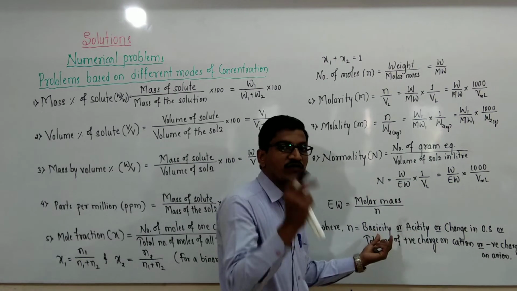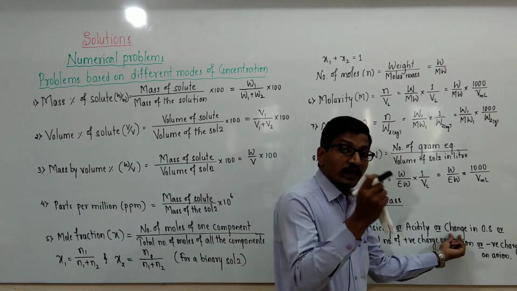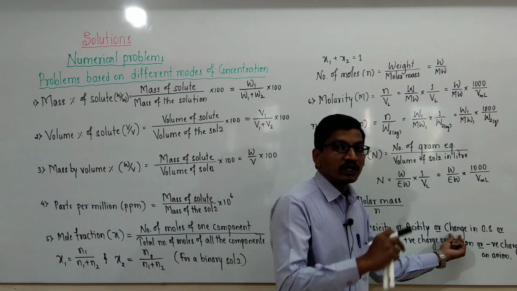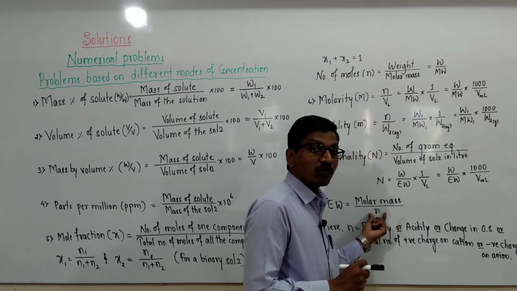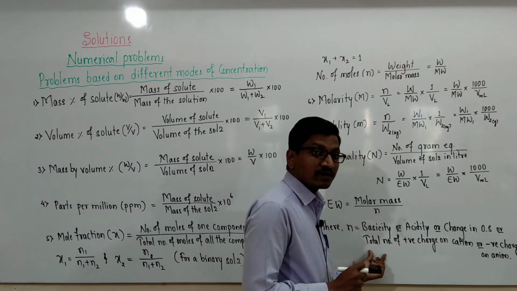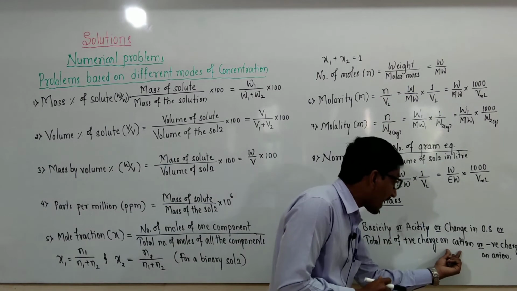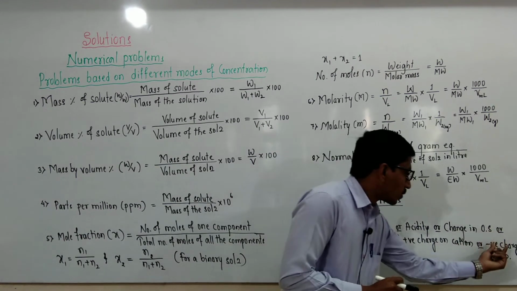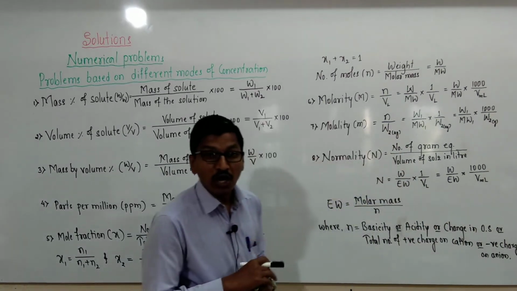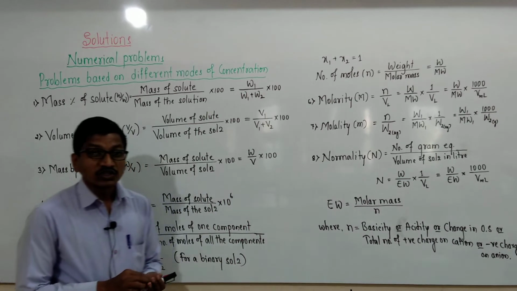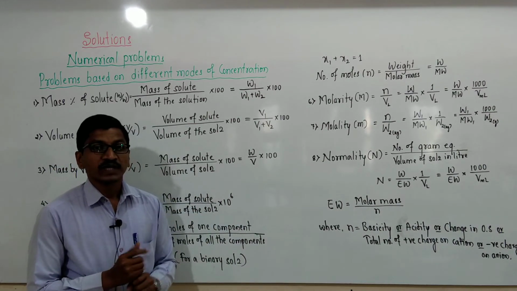Basicity is nothing but number of replaceable hydrogens. And for redox reaction or oxidizing or reducing agent, the change in oxidation state becomes value of n. And for salt, the n becomes the total number of positive charge on cation or the total negative charge on anion. These are some of the formulas to calculate the concentration of solution or strength of solution in different modes of concentrations.